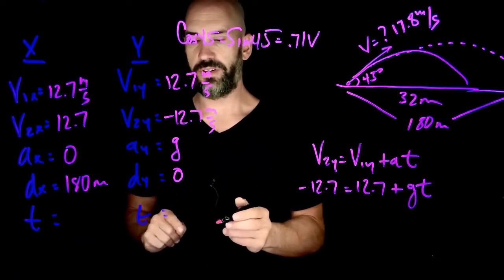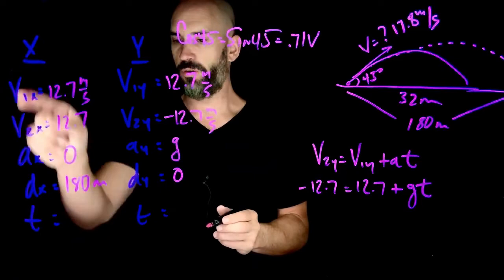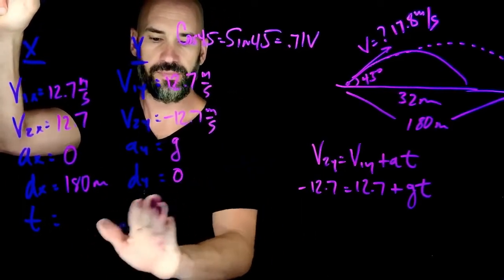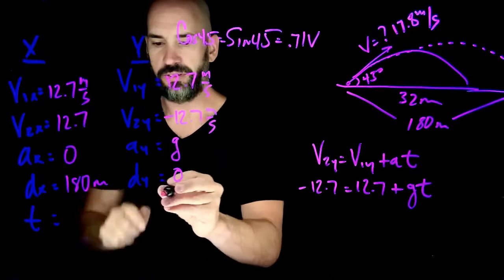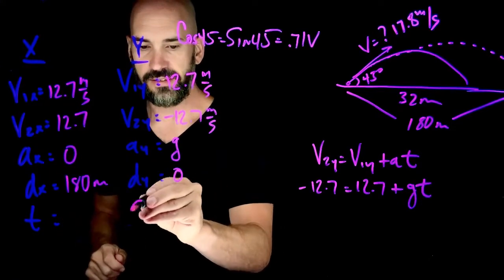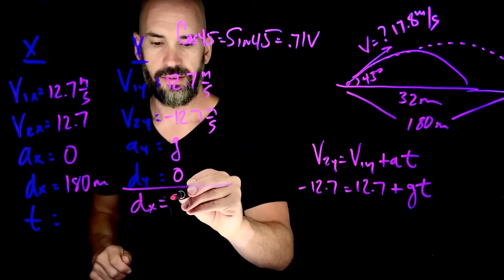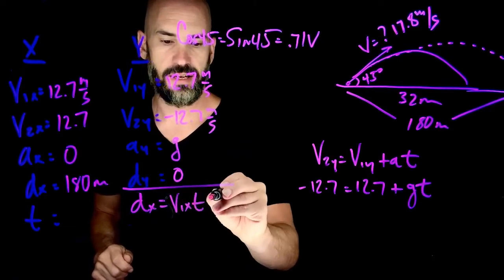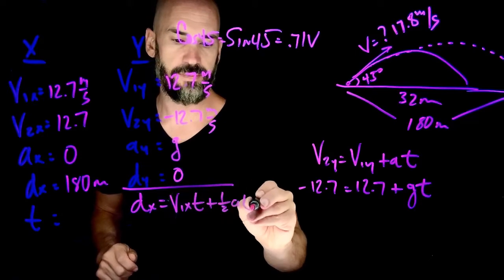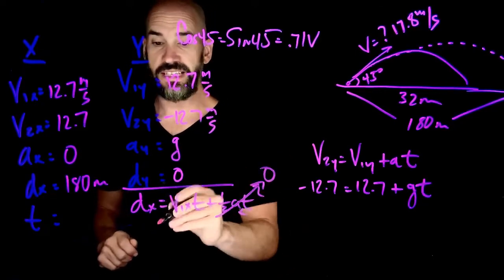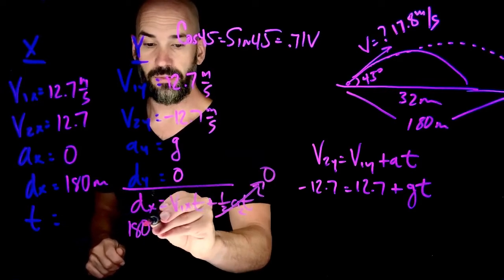Well, let's see over here. I am going to look over on this side here. And as always, I'm just going to erase this to make a little bit of room. Okay. I am going to use my dx equals v1x t plus 1/2 at squared. Okay, again, I know that goes to 0. This makes my life really easy. This will be 180, right?